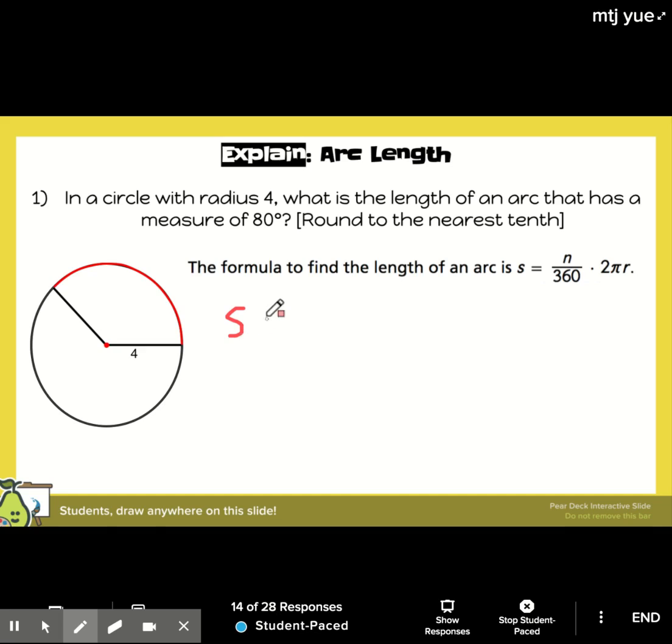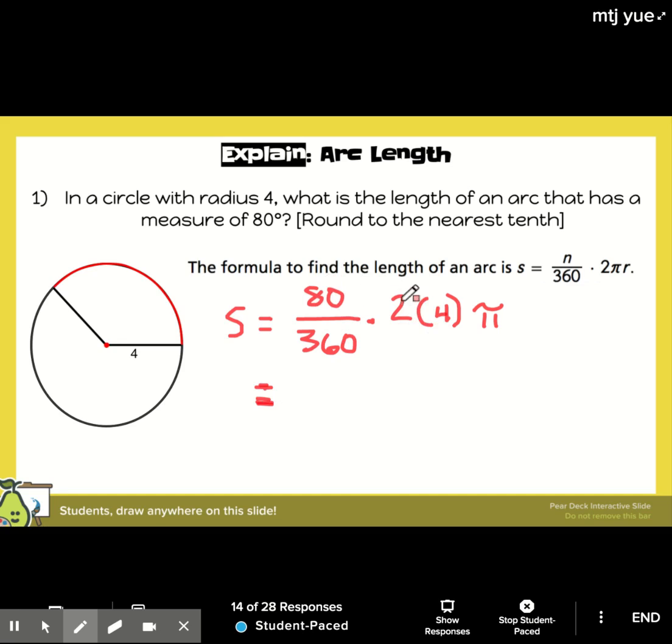So we have S is equal to N, which is 80, divided by 360 times 2, our radius, which in this case would be 4 pi. And here we're just going to try to simplify all the constants. We're going to leave pi as is for right now because there's no need to get into that detail. It's hard enough just trying to figure out what the actual simplification of this is.